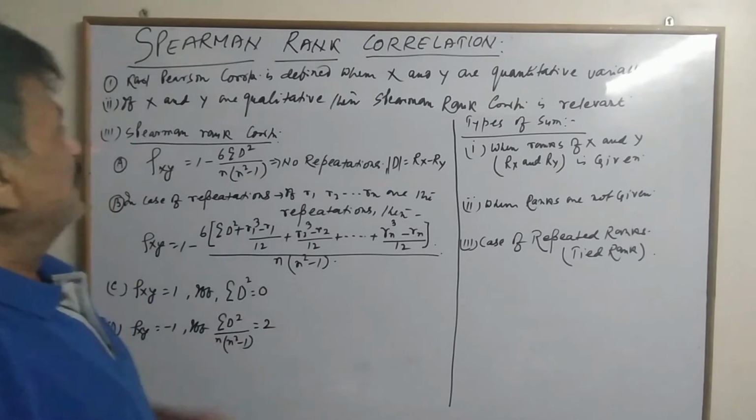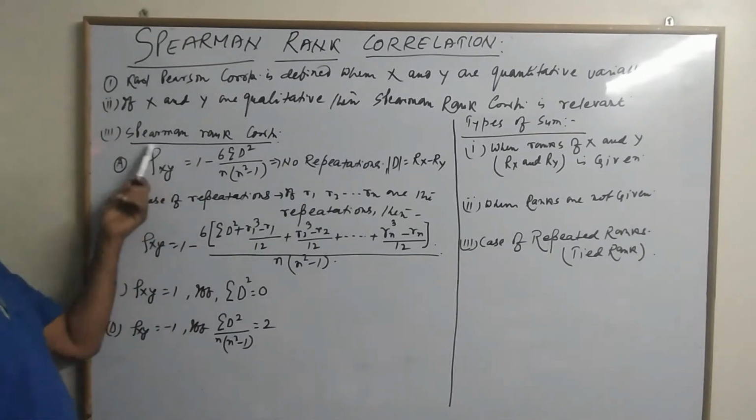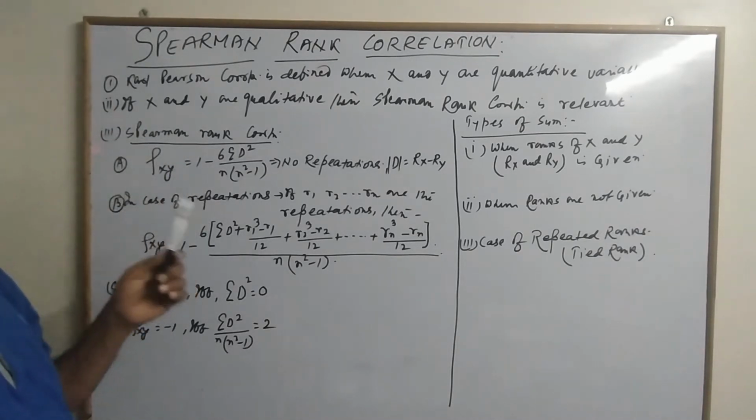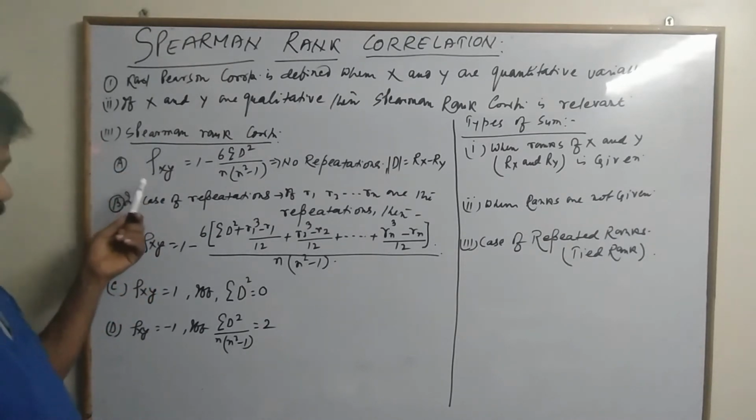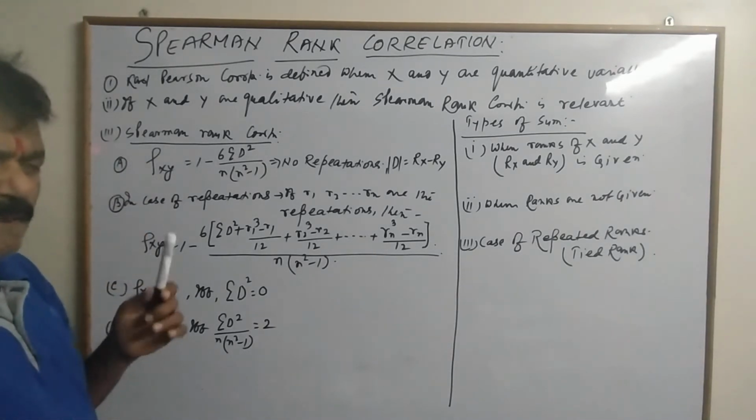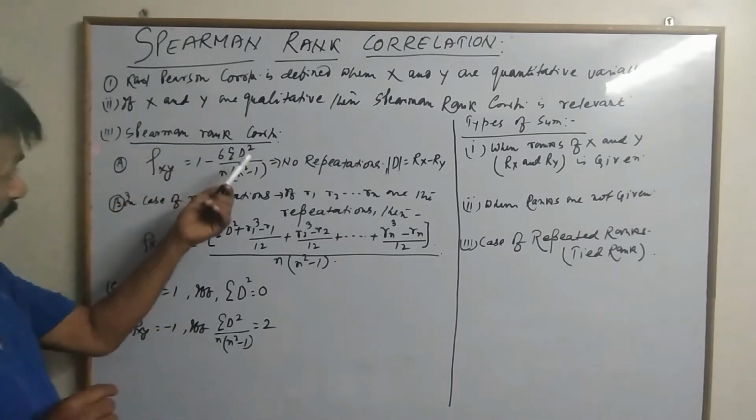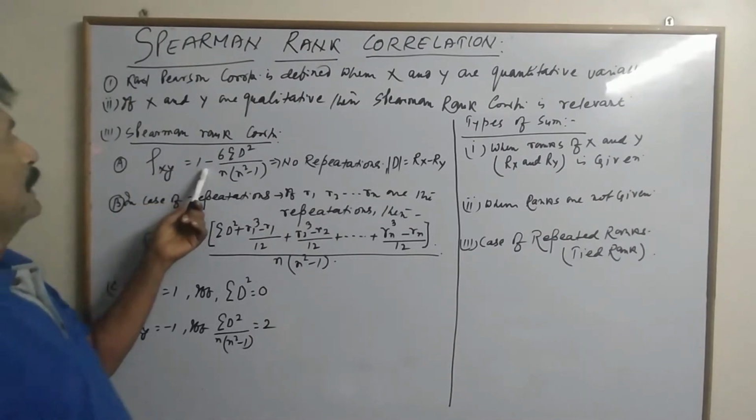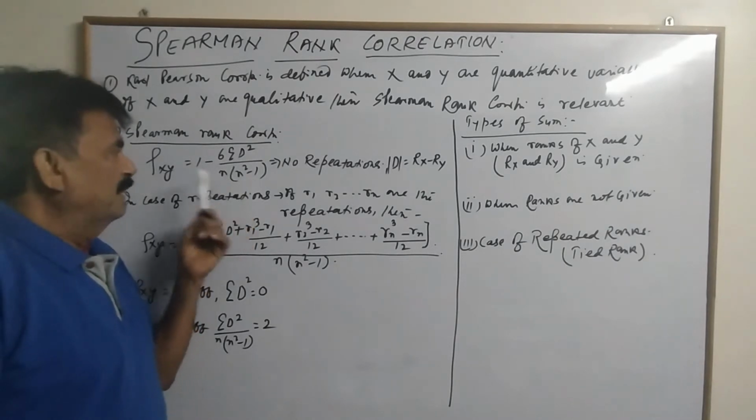This Spearman rank correlation is expressed by the letter rho xy instead of r. R was used particularly for Karl-Pearson, and for Spearman rank it is the common practice to use rho. In entire mathematics, rank is denoted by rho. So rho xy is 1 minus 6 summation d square divided by n into n square minus 1.